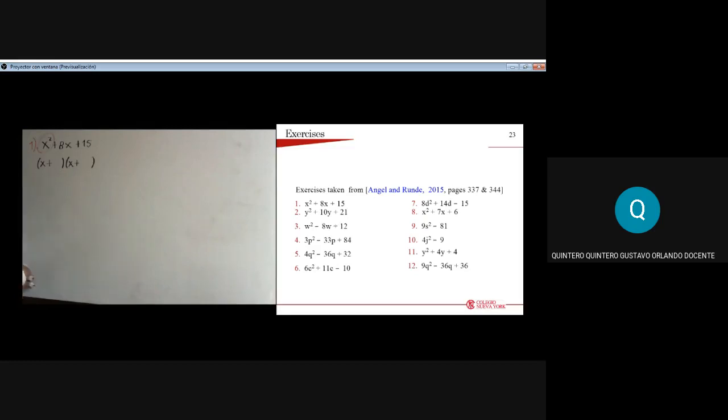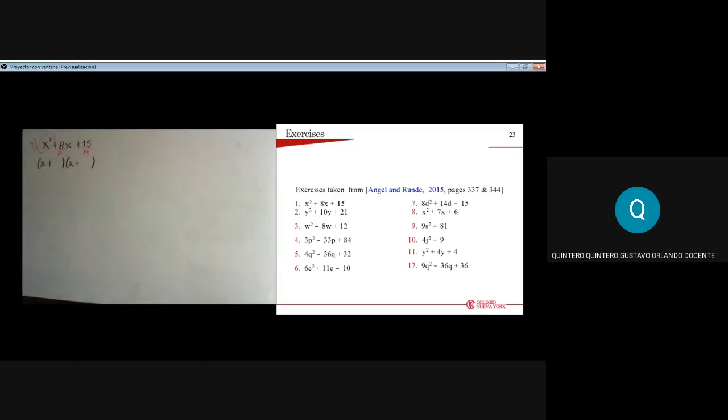And last but not least, we're going to write the values that we're missing for the parentheses. How do we do that? All we need to think about are two numbers that when you multiply them give you 15. I'm going to write m as multiplication. And also those same two numbers, when added, have to give you 8.